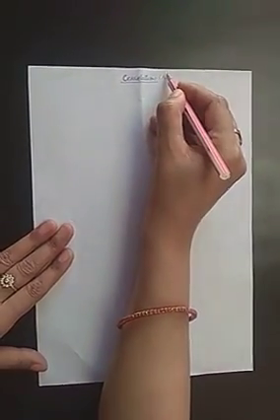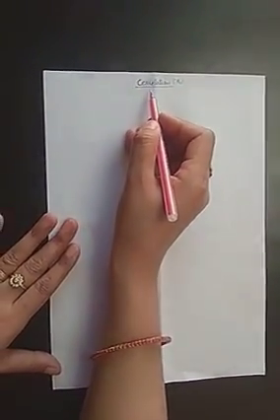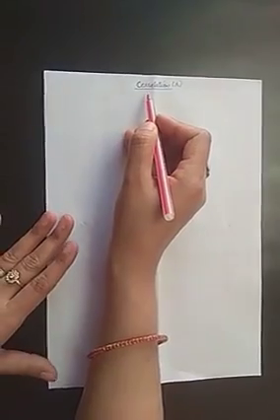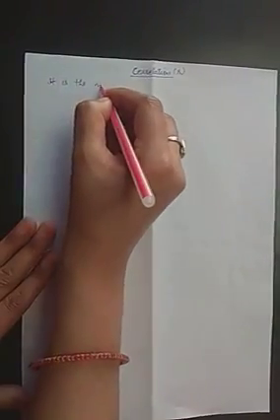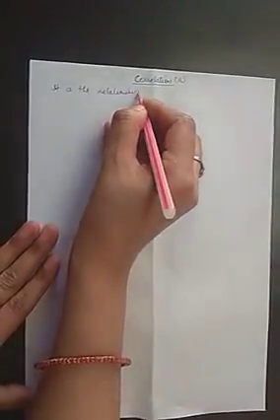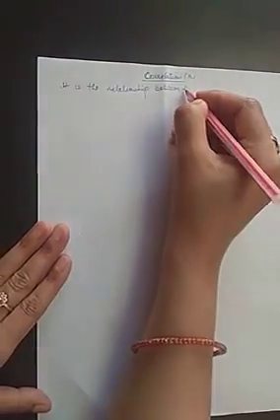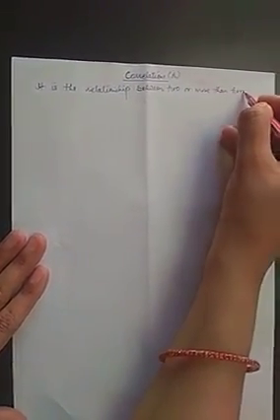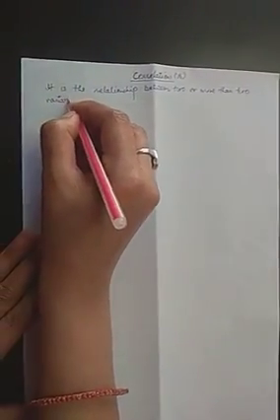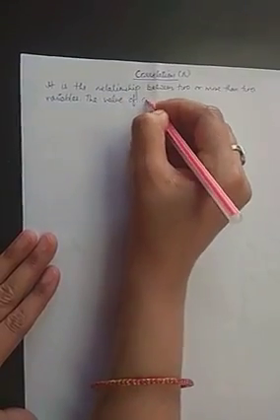It is denoted by small r. First of all, we will understand what correlation is, what the types of correlation are, and the methods to find the correlation. So correlation is the relationship between two or more than two variables.